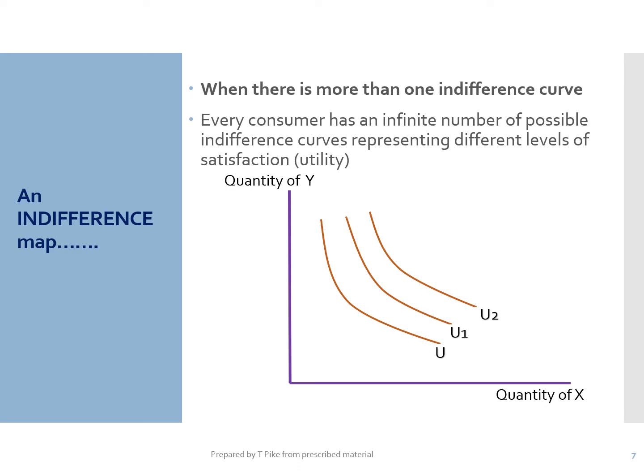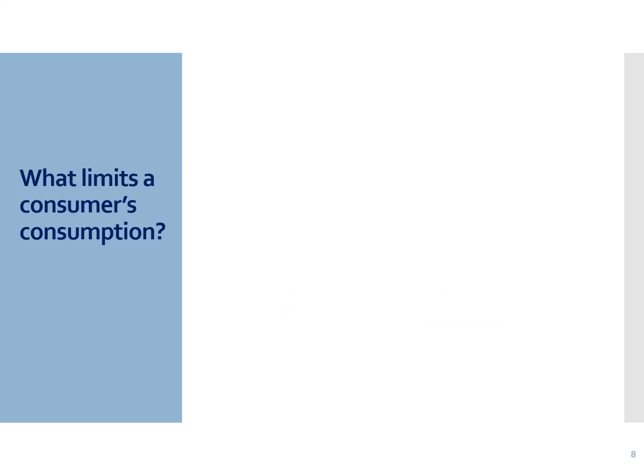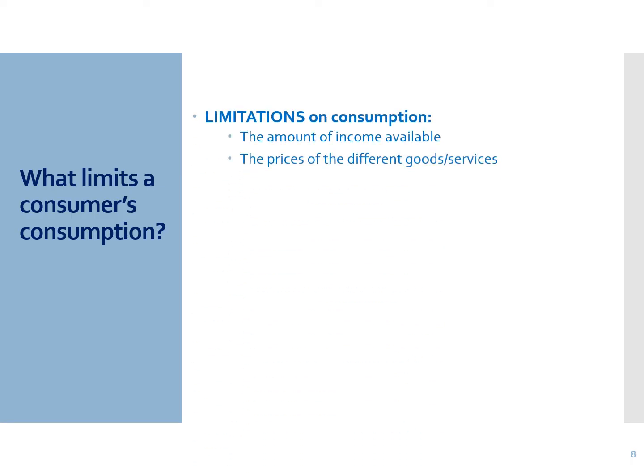One of the assumptions that you will learn about indifference curves is that more is always better than less. In other words, a rational consumer wants to maximize satisfaction and therefore will always choose to be on the highest possible indifference curve. So, back to the question, what limits a consumer's consumption? There's two things: the amount of income that we have available and the prices of different goods and services.